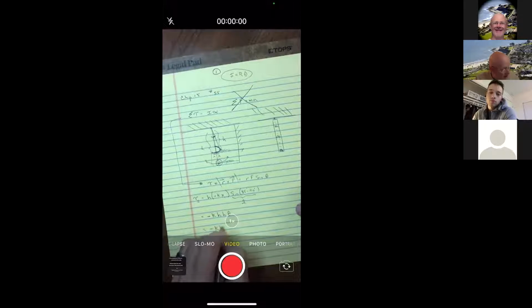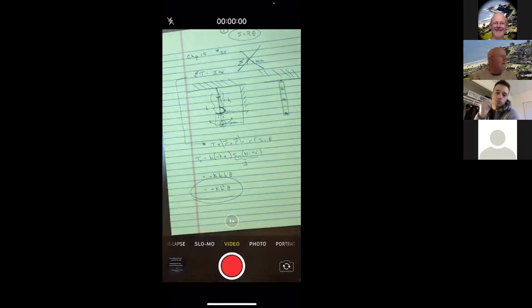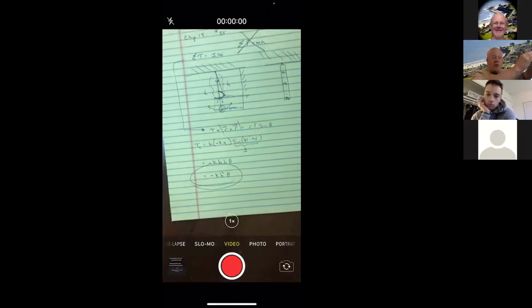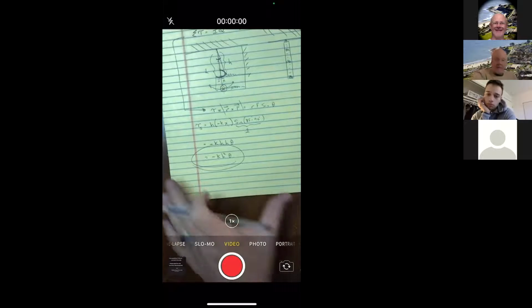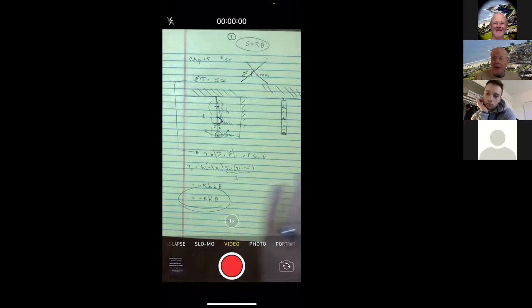So if I simplify that, and I'll put a circle around it, that is the amount of torque I get from the spring.